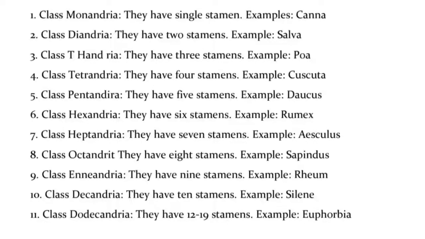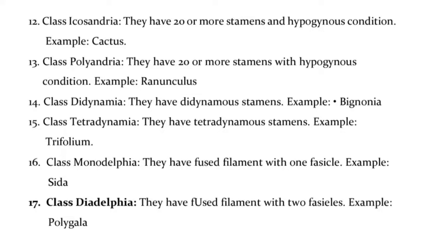Example: Silene. 11. Class Dodecandria, they have 12 to 19 stamens. Example: Euphorbia. 12. Class Icosandria, they have 20 or more stamens in perigynous condition. Example: Cactus. 13. Class Polyandria, they have 20 or more stamens with hypogynous condition. Example: Ranunculus. 14. Class Didynamia, they have didynamous stamens. Example: Bignonia. 15. Class Tetradynamia, they have tetradynamous stamens.